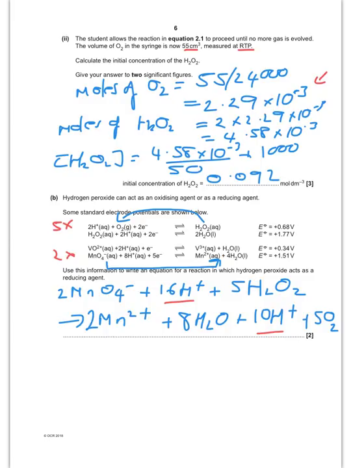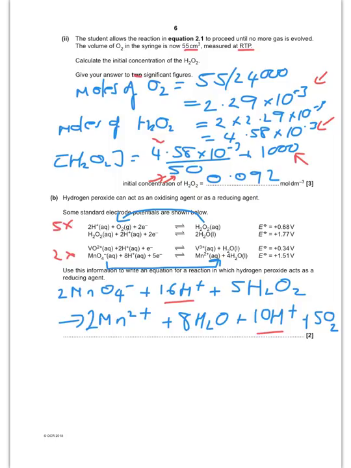Then you'll notice that for every 1 mole of O2 formed, you need 2 moles of hydrogen peroxide, so you need to times that by 2 here. And then finally, your original volume of hydrogen peroxide was 50 centimetres cubed. So you work out your concentration by moles divided by volume, times by 1,000, to give you 0.092. Notice they wanted it to 2 significant figures.